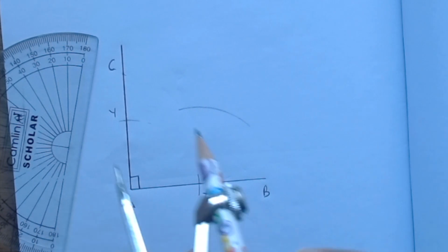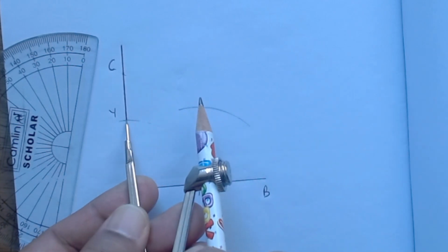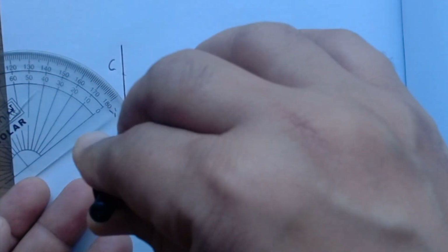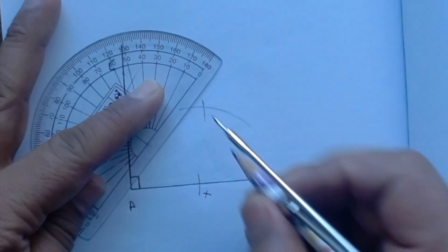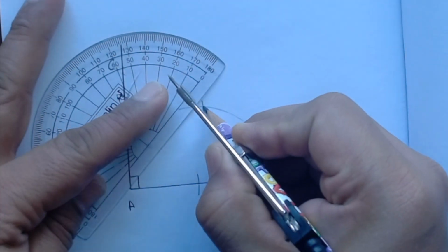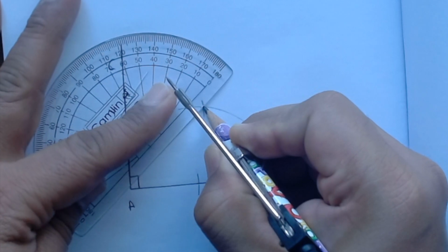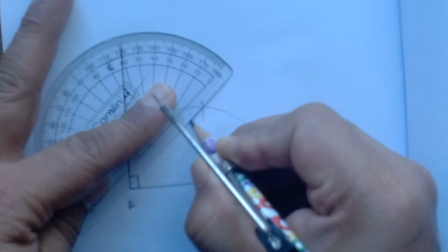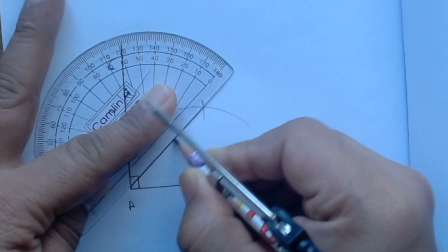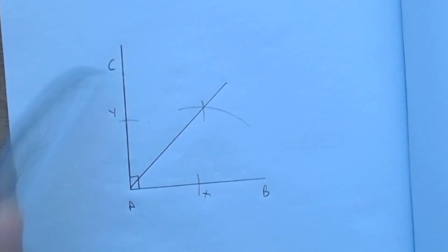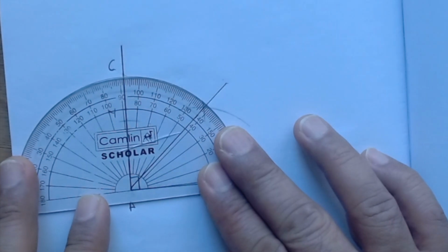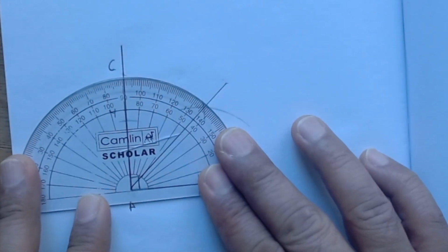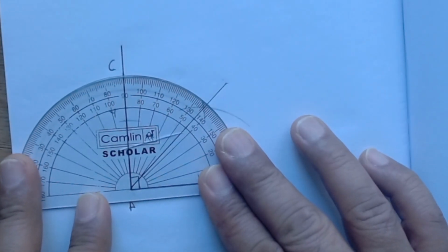Then take the point Y and make another arc here. And where these two arcs are joining, join this point with the point A. And now what you have done, you have done an angle bisector, you have bisected the angle. So if you see here, this should be 45 degrees, and it is 45 degrees.